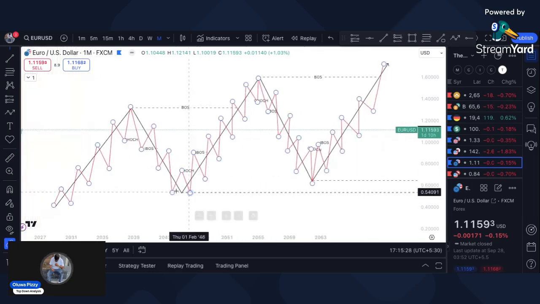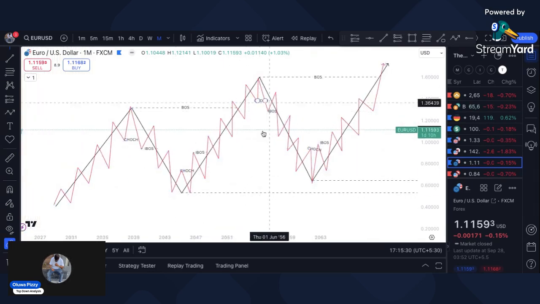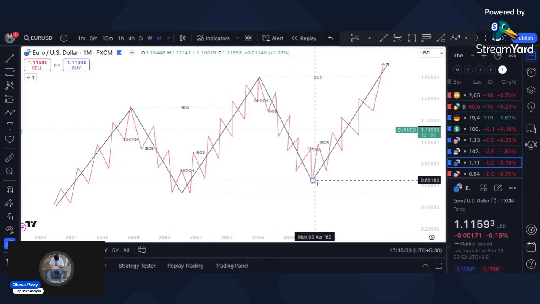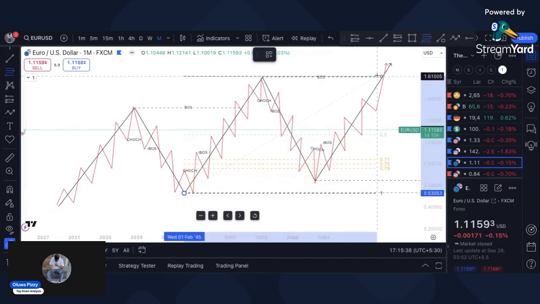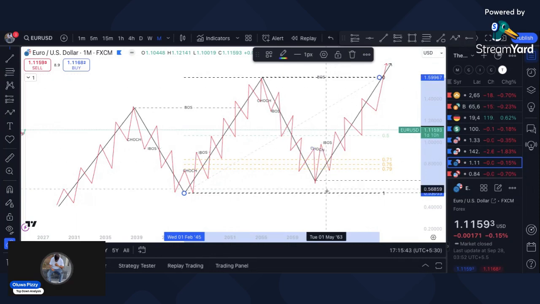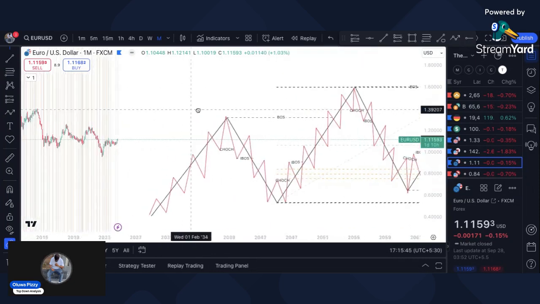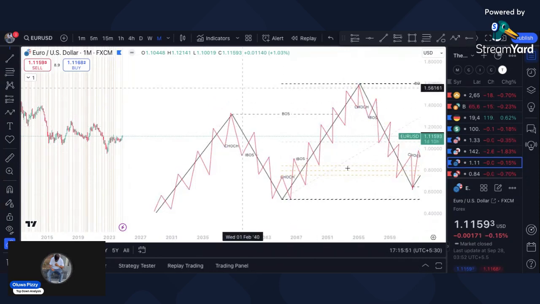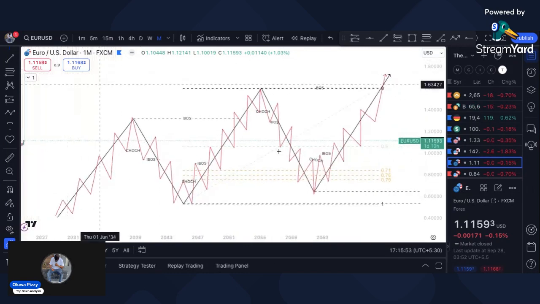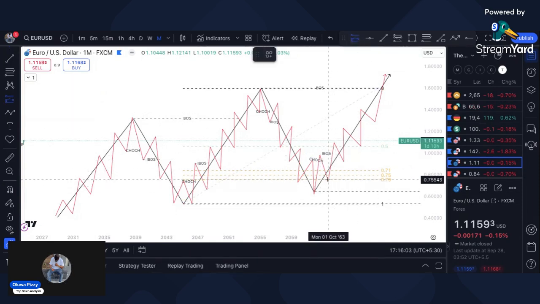After the change of character has happened, probably after this break, and I see this change of character, what I do is draw my Fibonacci from the lowest to the highest high it has printed. Let's say, for instance, this has not happened yet. We have not seen this leg. Once I see this change of character and it's in my Fibonacci retracement, I will take my trade.